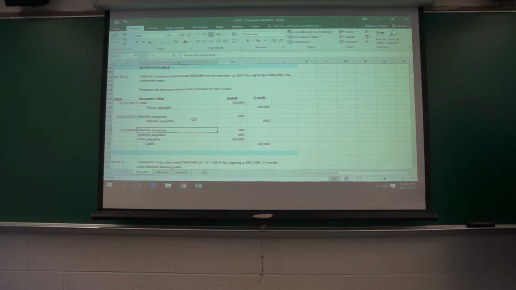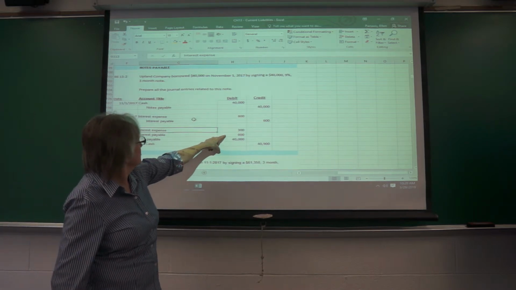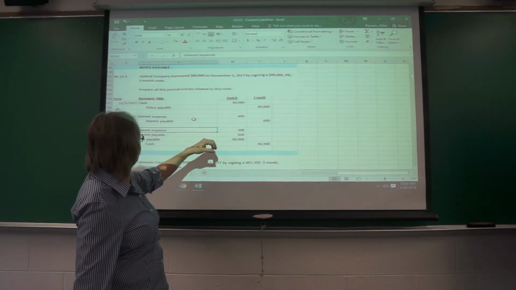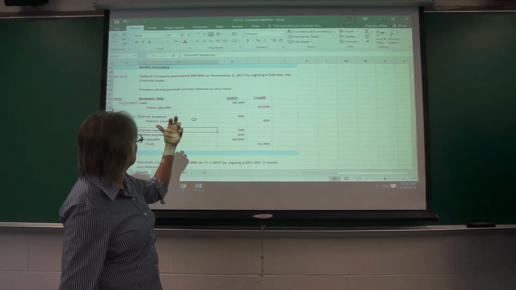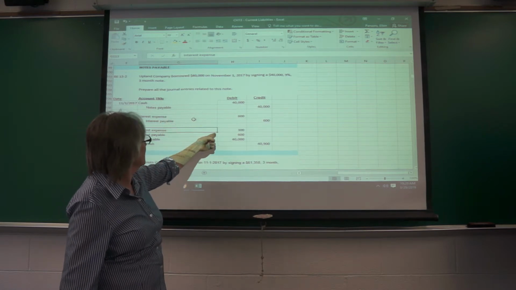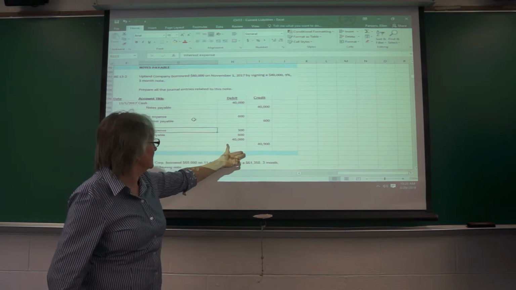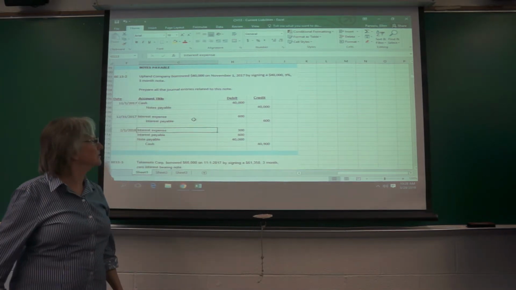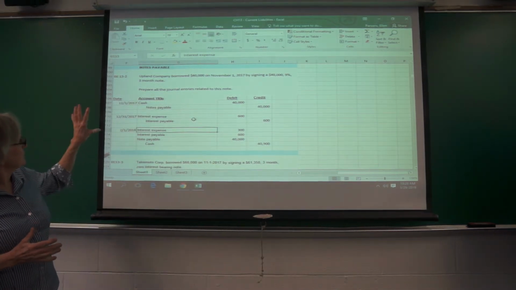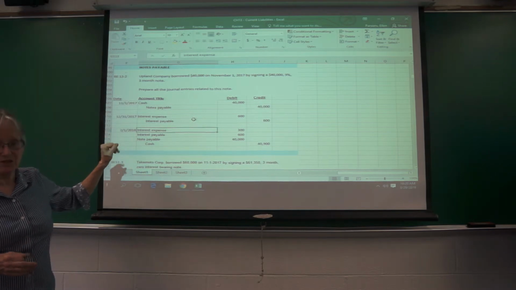Okay, and at that point, you pay off the interest payable. The interest expense for January, it's a 3-month note, would be $300. And then you pay off the note, and that's the amount of a check that you write. So that's your basic notes payable where there's a stated interest rate.